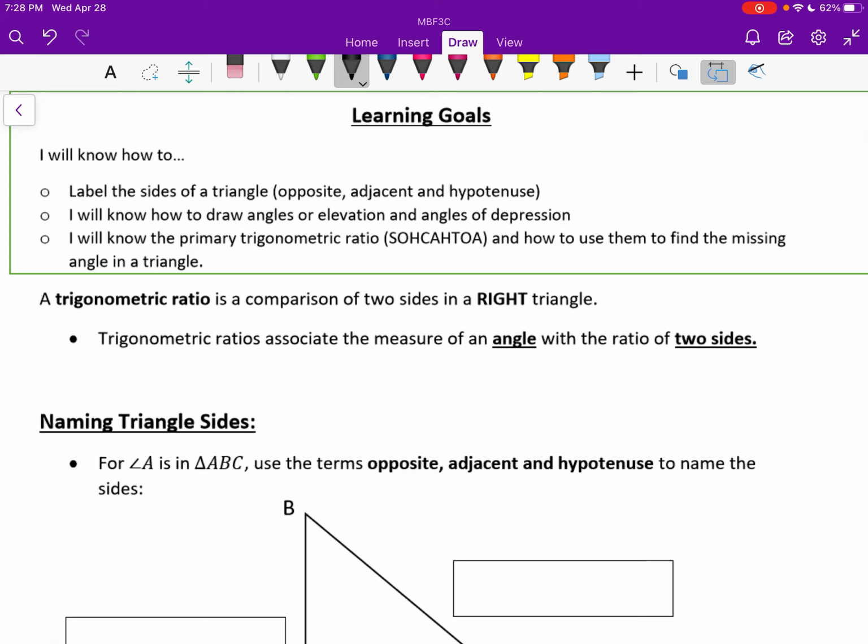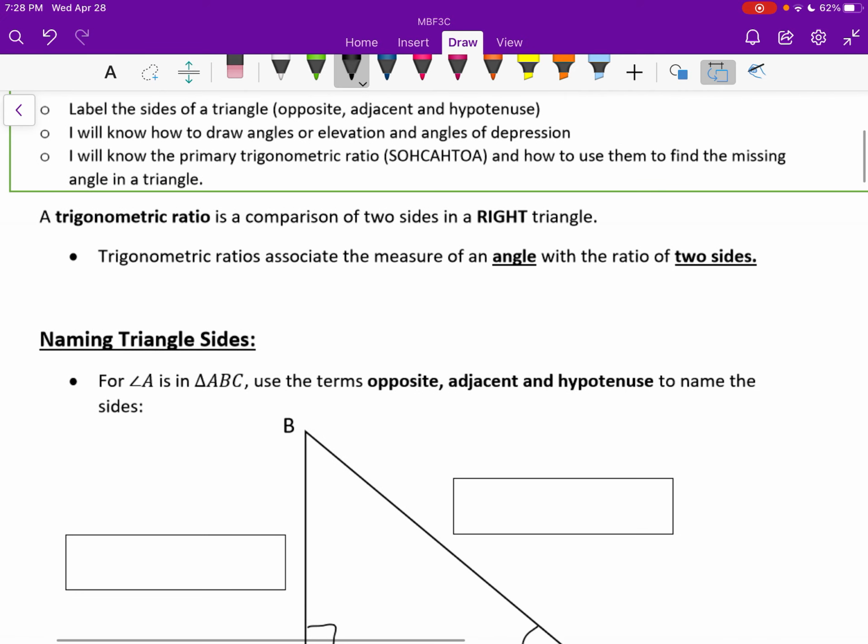The learning goals for this lesson are as follows. You will know how to label the sides of a triangle, so you'll know what the opposite is, what the adjacent is, and what the hypotenuse is. You'll know how to draw in angles of elevation as well as angles of depression. And you will know what the primary trig ratios are, so SOHCAHTOA, and how to use SOHCAHTOA to find the missing angles in the triangle, as well as how to find the missing side lengths. So we're just going to dive right in.